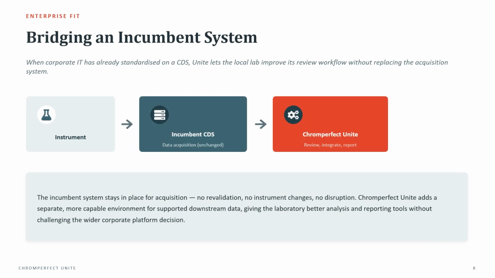Bridging an incumbent system. Sometimes the constraint isn't technical at all, it's organizational. Corporate IT or a central validation group may have already chosen the chromatography data system, and a local lab manager simply doesn't have the authority to replace it, even if the review and reporting tools leave something to be desired. Chromperfect Unite offers a practical bridge here. The incumbent system keeps doing what it's approved to do, acquisition, while supported files are brought into Chromperfect Unite for review, integration, and reporting. Nothing about the enterprise acquisition decision has to change.